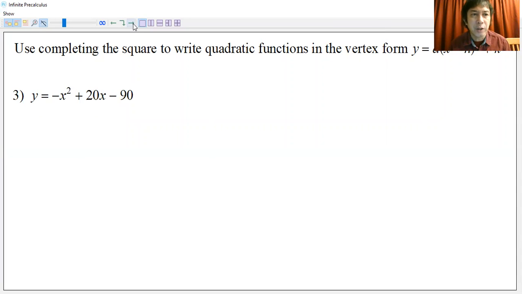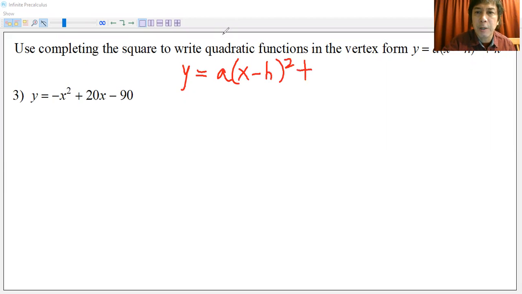Here's the third. Use completing the square to write the quadratic function in the vertex form. Here's the given. Remember, the vertex form is y equal to a times x minus h squared plus k. The moment you were able to transform the given into something like that, you already have the answer. So this is the solution. This is the given, y equals negative x squared plus 20x minus 90.